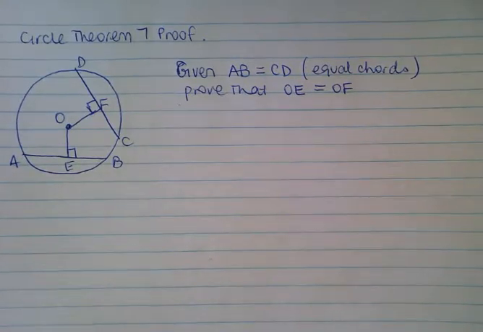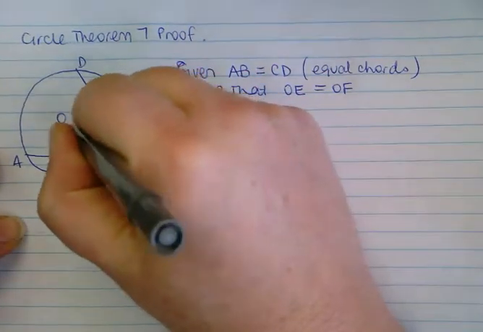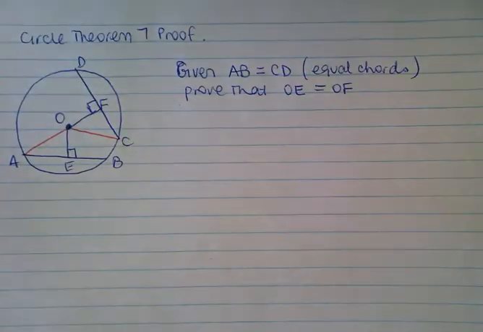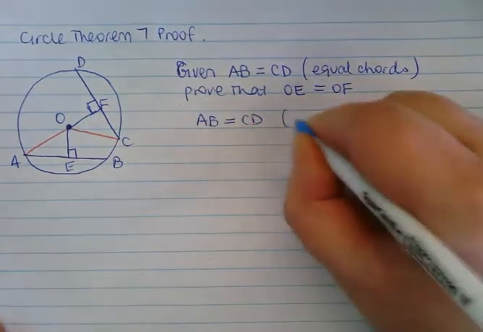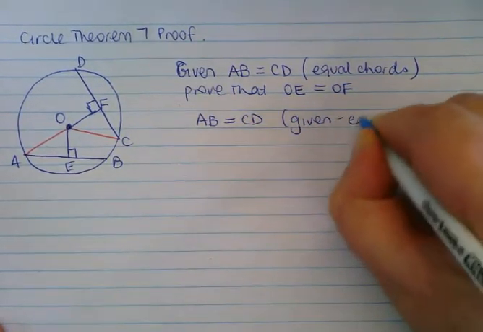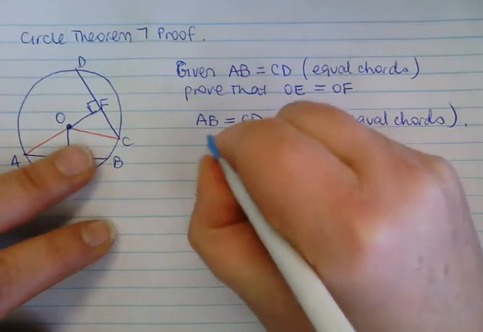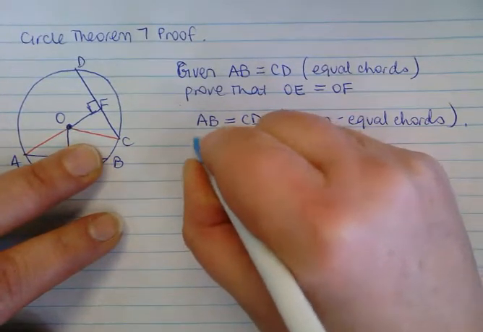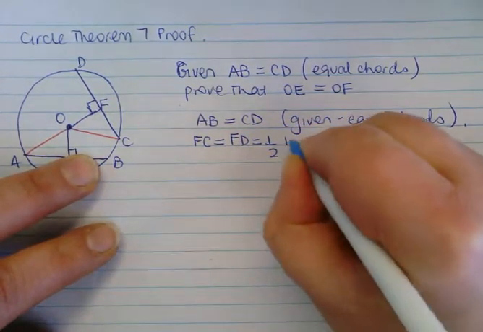All right. So what we're going to do is form some triangles. We should prove congruent triangles. It doesn't matter which way I do them. I'm just going to go here and here. So we want to prove that those two triangles are congruent, that OEA is congruent to OFC. We know that AB is equal to CD. That was given because they are equal chords. And we know that FC is equal to FD, which is half of CD.